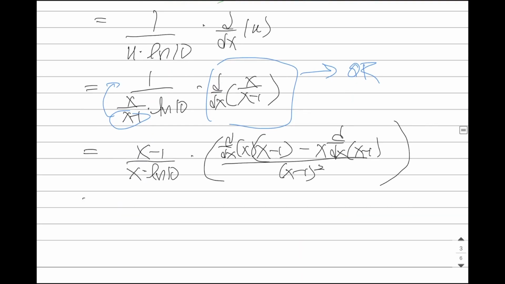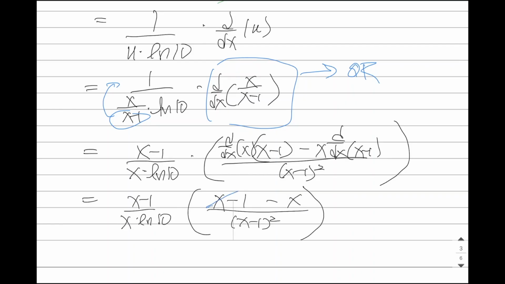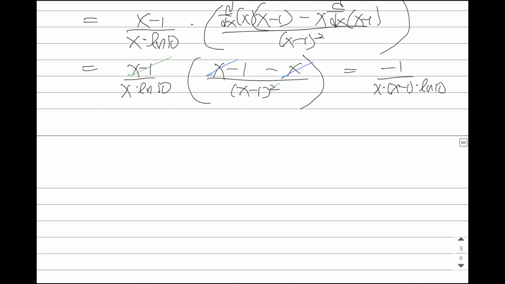All of those derivatives are relatively straightforward. So I'll get an x minus 1 minus an x over an x minus 1 squared. These x's will cancel. This x minus 1 can cancel with one of those. So at the end of the day, I'm left with negative 1 over x times x minus 1 times the natural log of 10. So all we are doing is adding another shortcut formula to our repertoire.